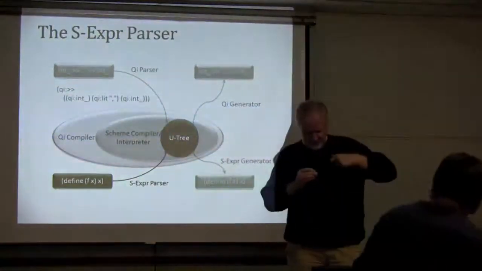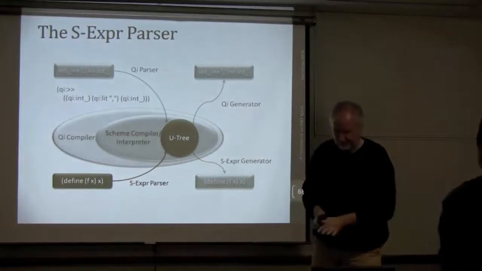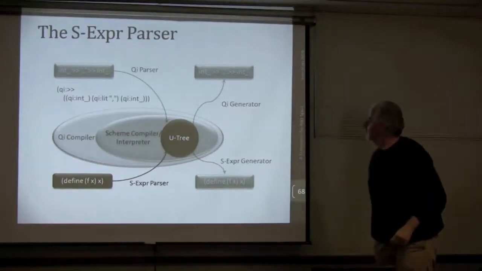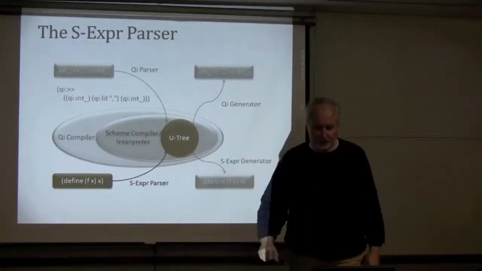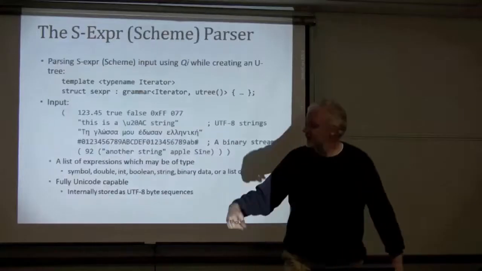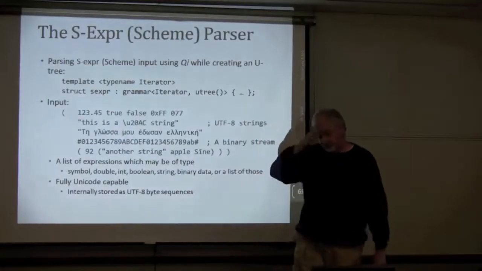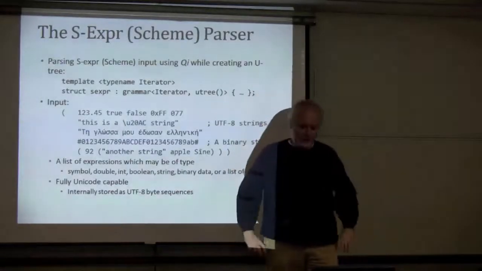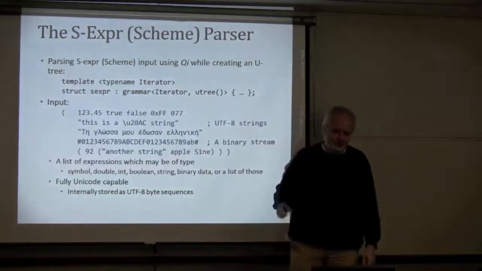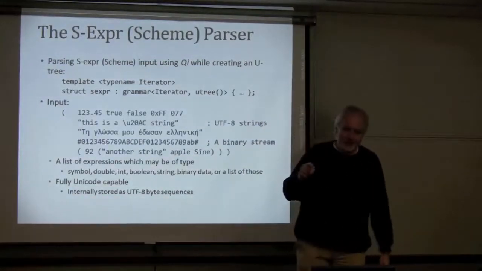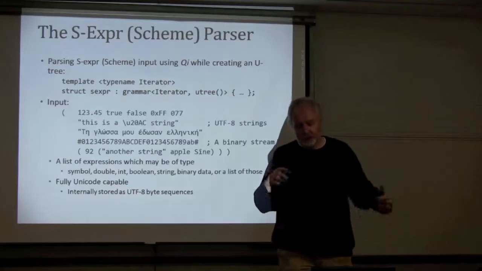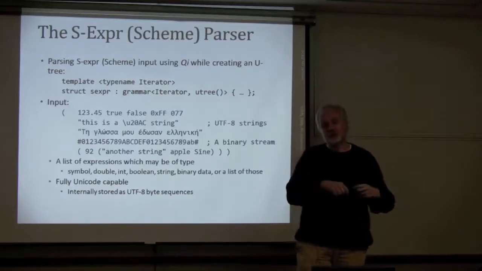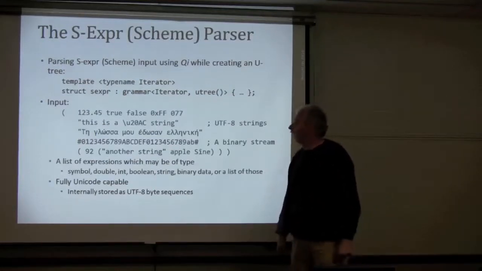It's kind of fiddly here. Okay. S expression parser. Just let's assume we have these parentheses. I got it right this time. We have an expression, a very complex expression, and we want to convert that to a U-tree. How would we do that?